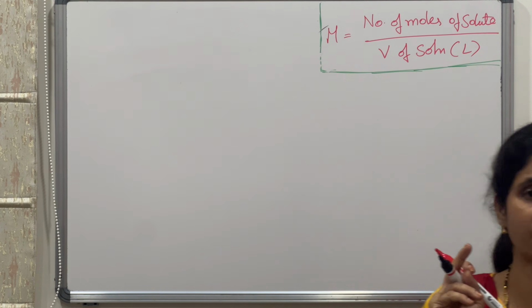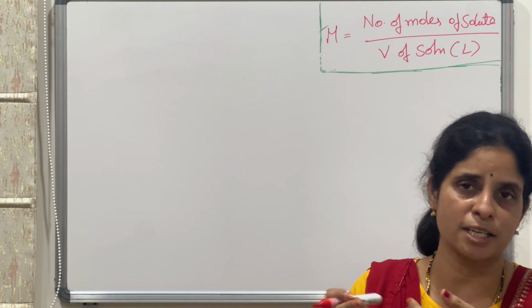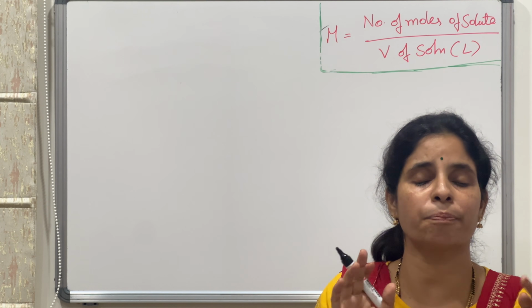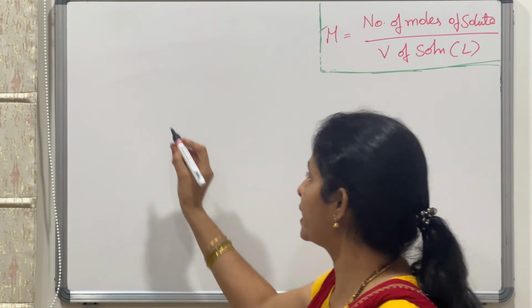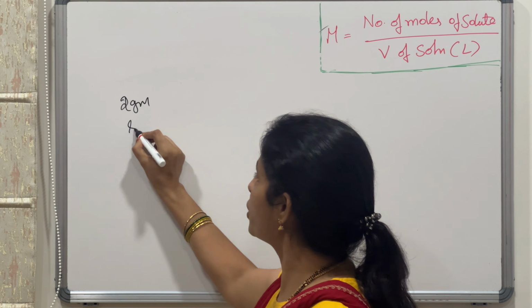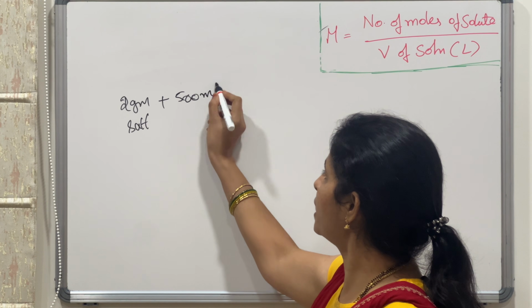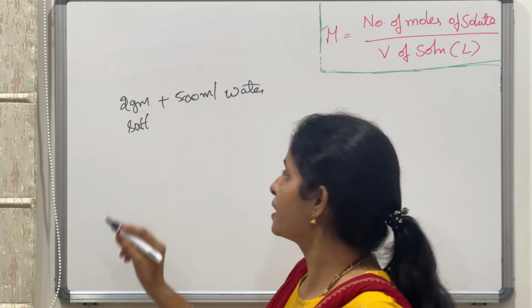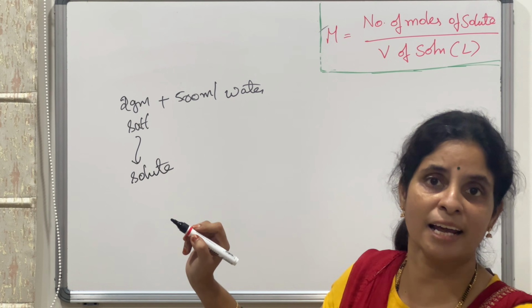Here I want to clarify one thing: what is a solute and what is a solvent, and how to represent them. In simple words, just imagine you are preparing a salt solution at home. 1 tablespoon of salt or some 2 grams of salt you have dissolved in some 500 ml of water. Salt you are taking in a smaller amount. Generally the smaller amount will be your solute. Generally solute will be present in a smaller amount.